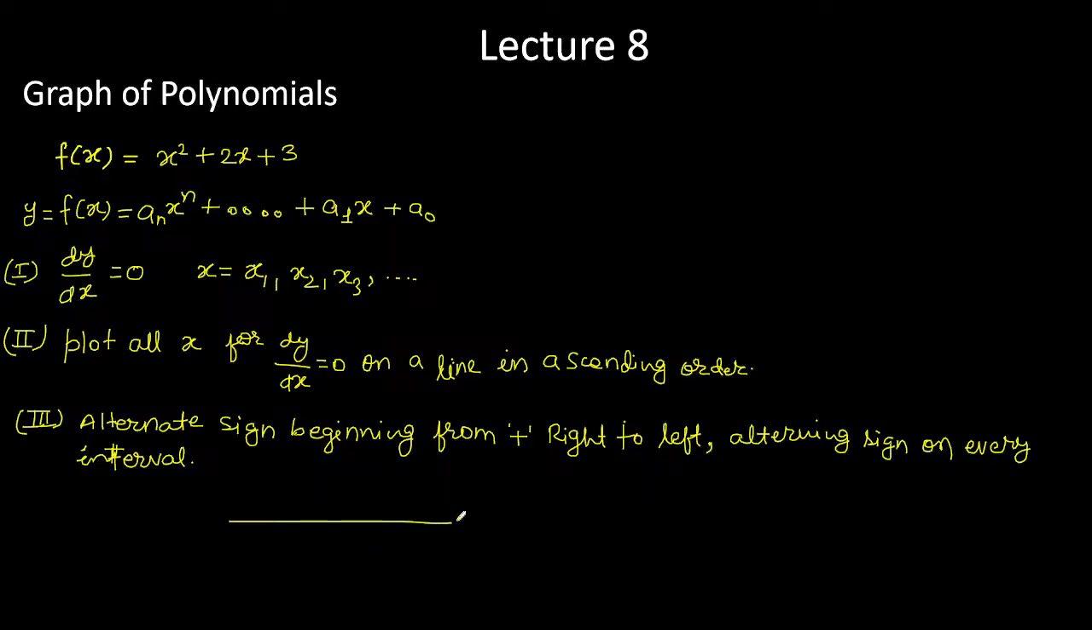Like we have a line, we have x1, x2, x3, dot dot dot, xn. We'll do plus, minus, plus, dot dot dot, minus, plus, minus, something like this. Okay, and then the plot will be, this is decreasing, increasing, decreasing, something something, increasing, decreasing, increasing. So this is the plot.